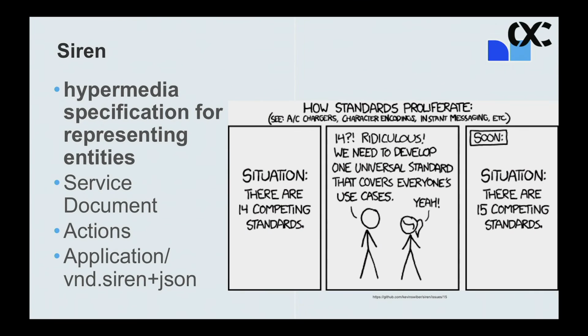And we use something called Siren. Siren is a hypermedia specification for representing entities. When we use this, we can just give the main URL for the service. Then we get the service document. And here we can explain what is allowed to do in this service, and we can have different actions that are possible to do.